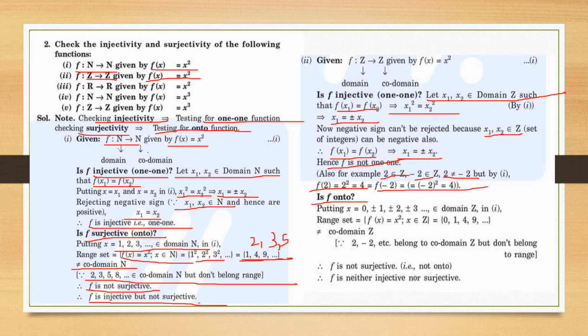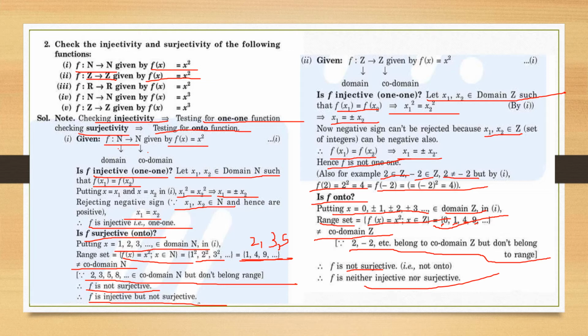And ontoness: now put x value as 0, all the integers 0, ±1, ±2, and so on, because it is belonging to domain Z. So see the range. What is happening to the range now? When I put 0, I'll get 0, then I'll get 1, then 4, then 9. Now, does it cover the whole set of integers? No, it is not equal to the codomain, because 2, -2, etc. are not belonging to the range. So it is not surjective, hence neither injective nor surjective, neither 1-1 nor onto.